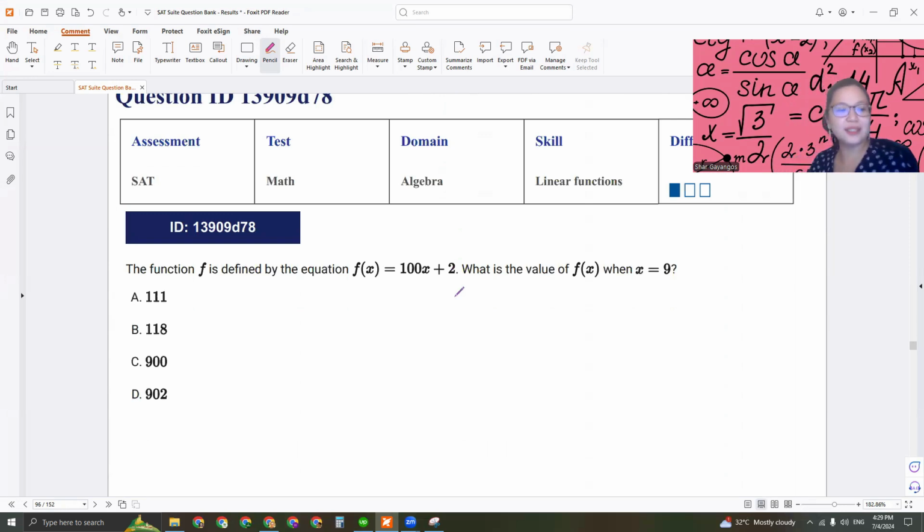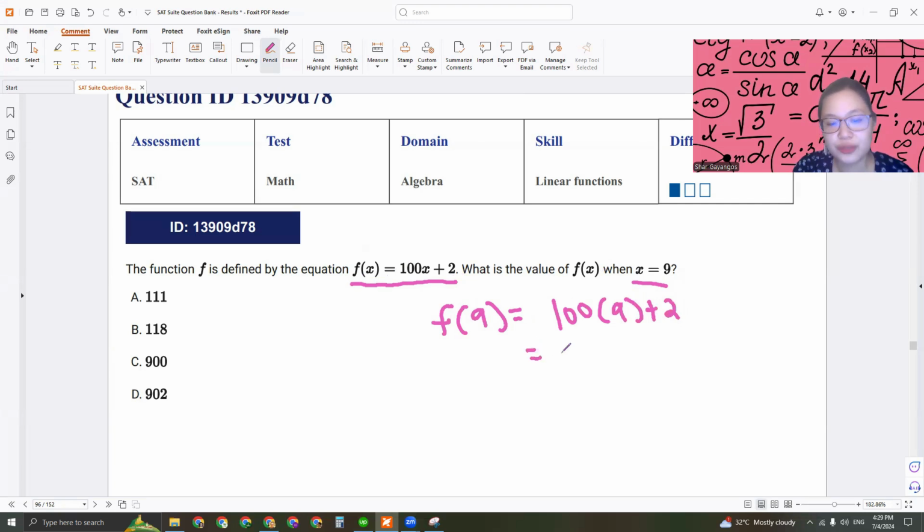Okay, let's continue. 96. The function f is defined by the equation f of x is equal to 100x plus 2. And then we're looking for the value of f of x when x is equal to 9. Alright, so all you have to do is to plug in and find the value of f of x at x is equal to 9. So just substitute x to 9 and that should give you the correct answer, right?